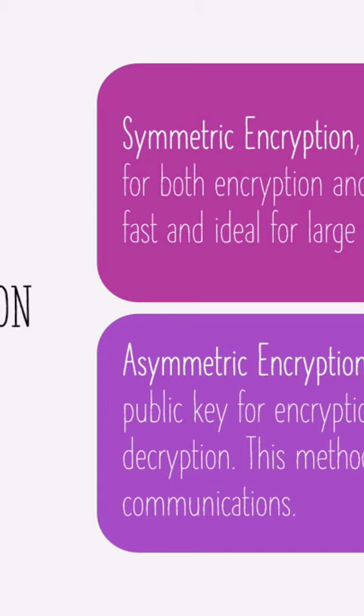Now, there are typically two types of encryption. The first type is symmetric encryption. This is where the same key is used for both the encryption and decryption. So the method is fast and ideal for large data sets, but is not as secure as our second mode, which is asymmetric.